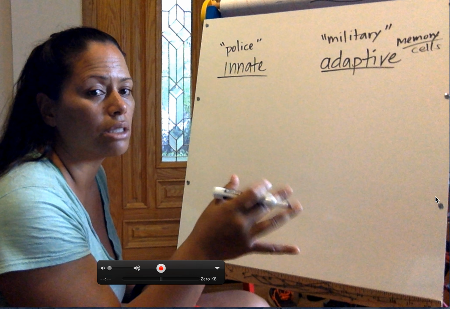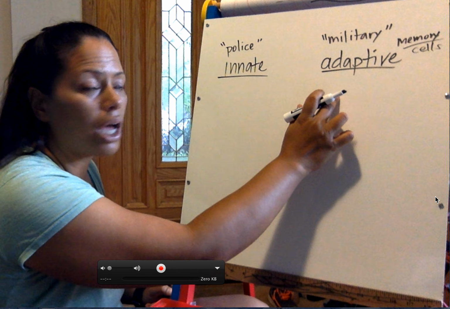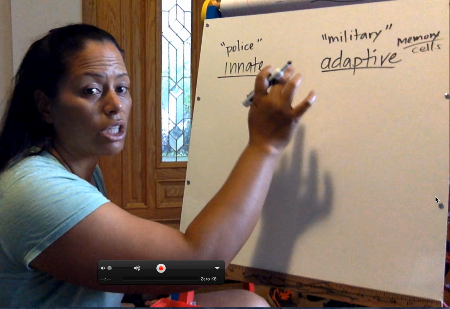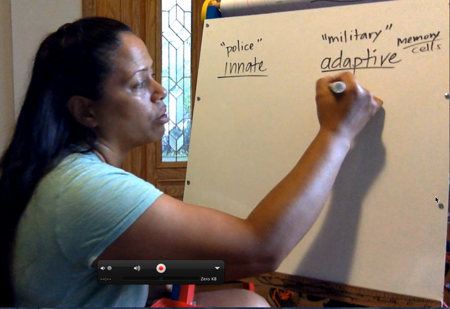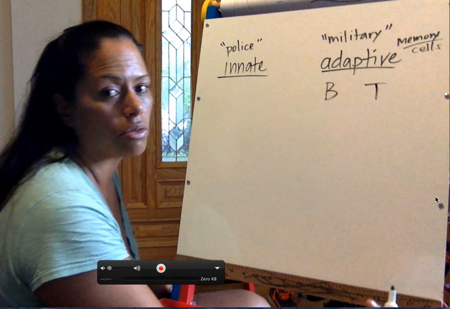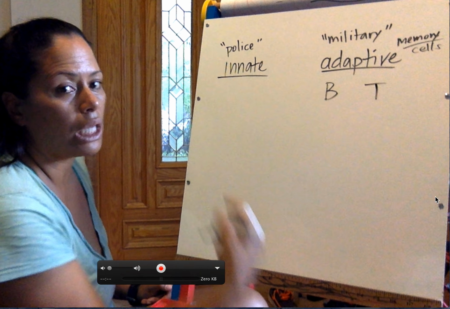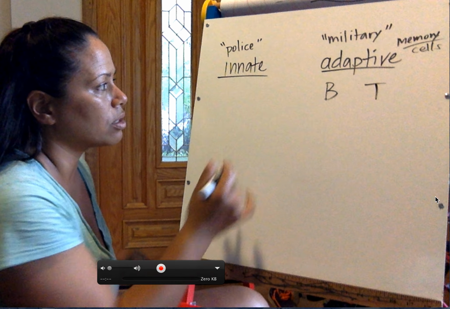So police versus military: present already, but not as strong. The military isn't there all the time, but when they come, they come in full force. They're extremely strong and very effective. And what cells are associated with adaptive? We already said B cells and T cells are associated with adaptive immunity. What is innate then? Innate is everything else. We went through all of these.